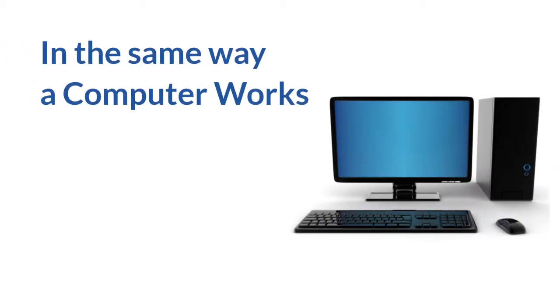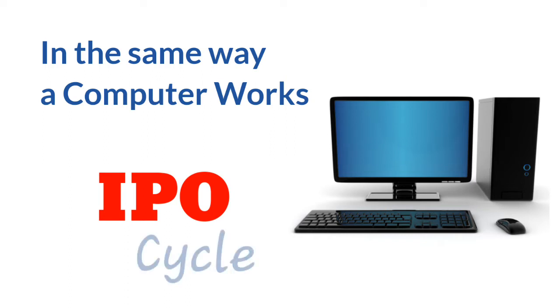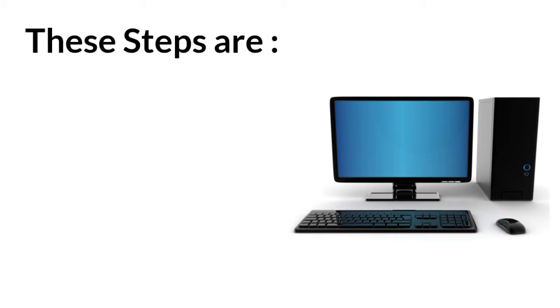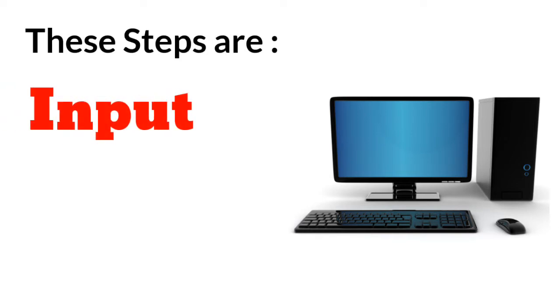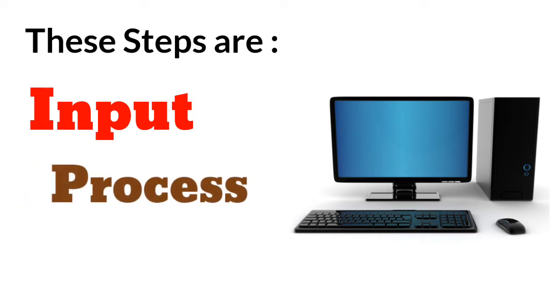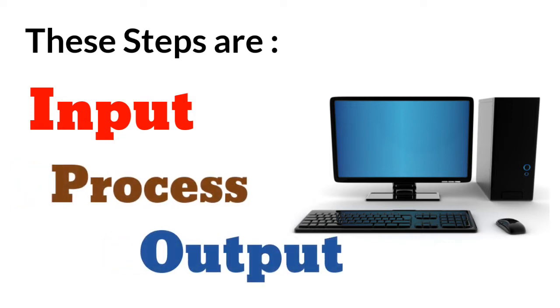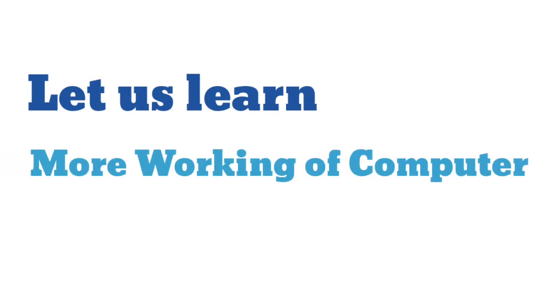In the same way, a computer works on the concept of the IPO cycle. So, to do any work on a computer, you have to follow these 3 steps. These steps are input, process, output. Let us learn more about the working of a computer.